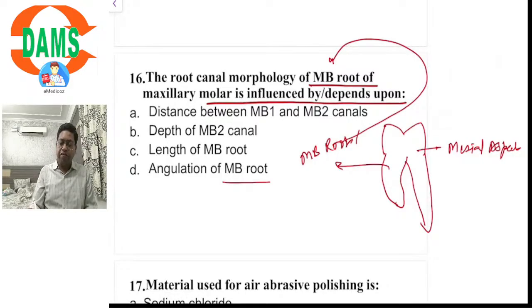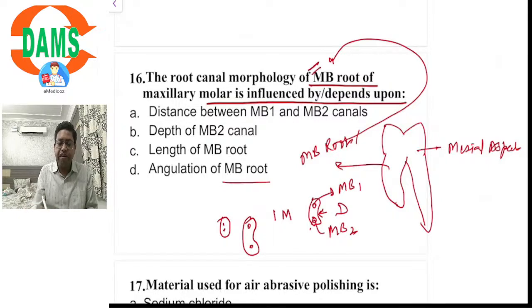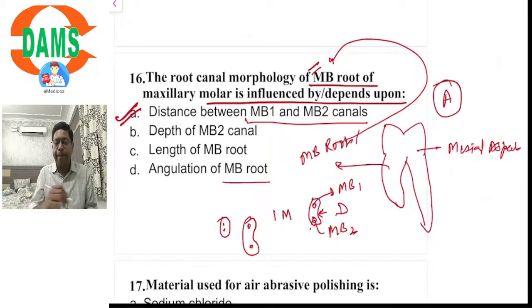This mesiobuccal root, when seen from above, the cross section would be slightly like this. Mesial side, distal side, there is a concavity on the distal side, and depending upon the distance between MB1 and MB2 canals, the morphology changes. If they are very close together, it would be more or less ovoid. When the distance increases, the mesiobuccal root becomes kidney bean shaped. So the morphology of the mesiobuccal root depends upon the distance between MB1 and MB2 canals. Option A. There have been questions related to this also, asked another way.